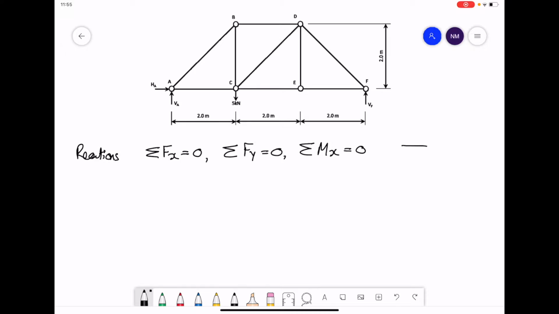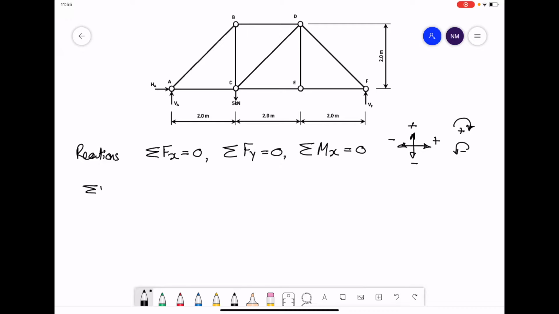Remember the sign convention: forces going upwards are positive, downwards are negative, to the right is positive, and forces to the left are negative. For moments, clockwise moments are positive, anti-clockwise moments are negative.